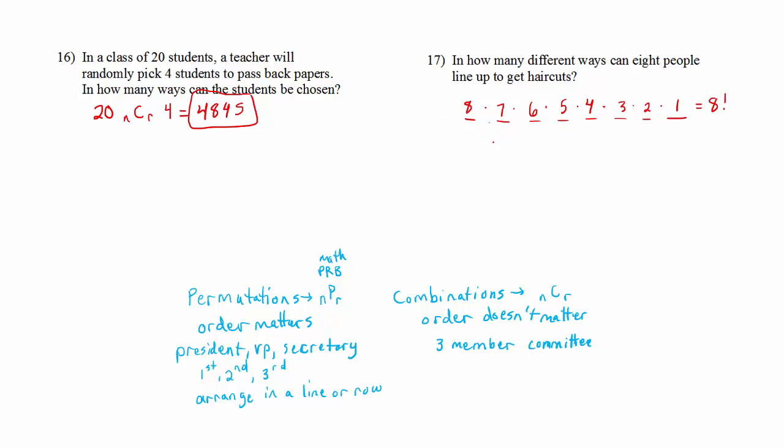Or if you just said, okay, the order matters here, this is a permutation, there's 8 people in 8 spots, we could do 8 nPr 8, and that would also give us the same thing. Either way, we get 40,320.